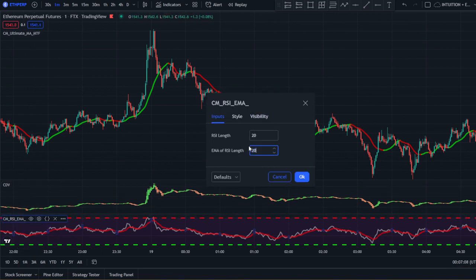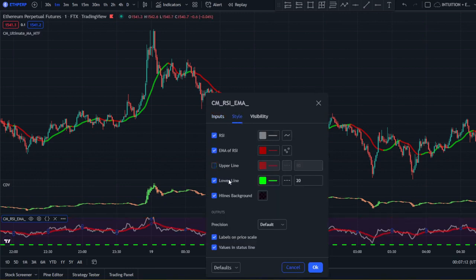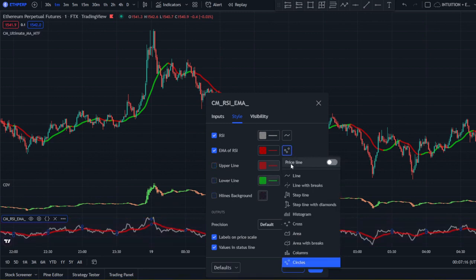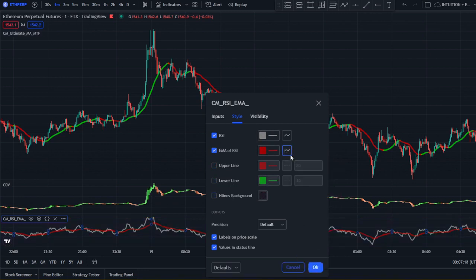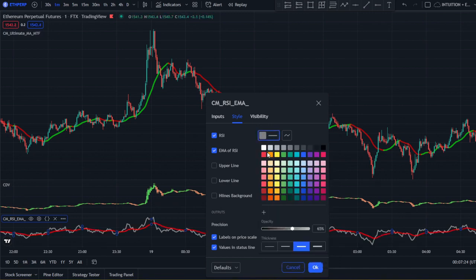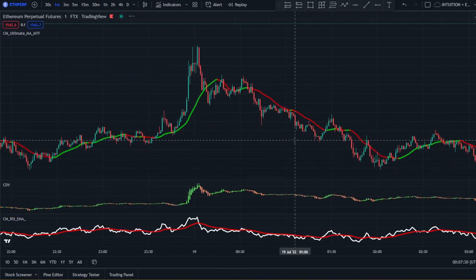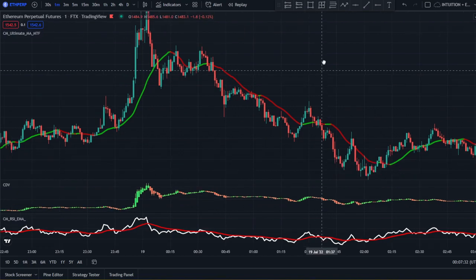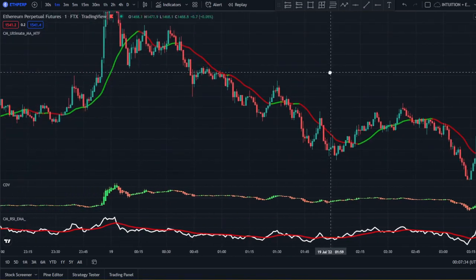You're going to change the EMA of RSI length to become 20. Turn off the upper line, lower line, and the background, you don't need that. For the EMA, you can change it to a proper line. Change the opacity up, make it thicker, and same thing here. Change the opacity up, make it thicker, and I'm going to make it white in color. And yeah, that is all you'll be needing to change, and let me show you how this strategy works.